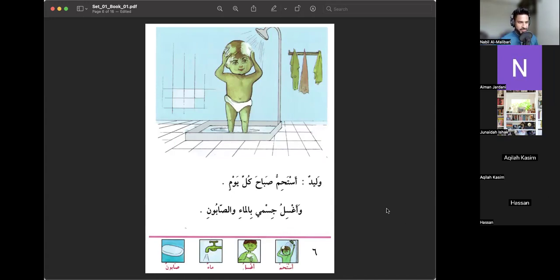Walidun. Astahimmu sabaha kulli yawmin. Okay. Astahimmu, I shower, sabah in the morning, kulli yawmin every day. So I shower every day. Next line. Wa aghsil jismi, body. Aghsiluhu means I wash my body. I wash my body bil-ma'i with water, was-sabun with soap. Excellent, very good.